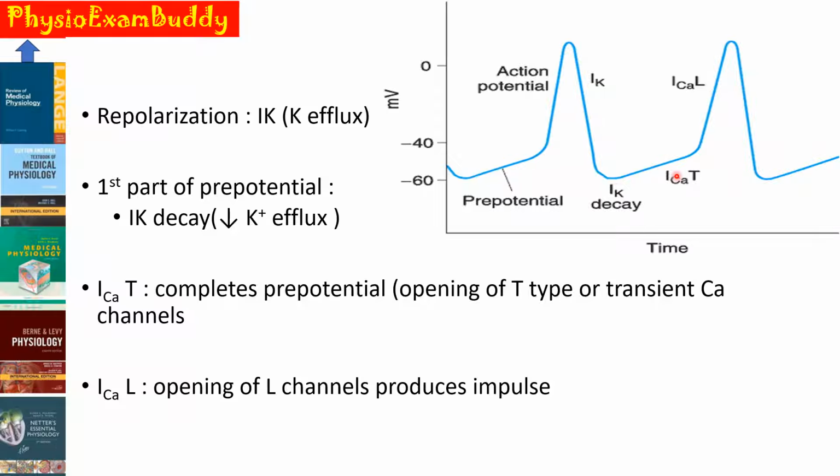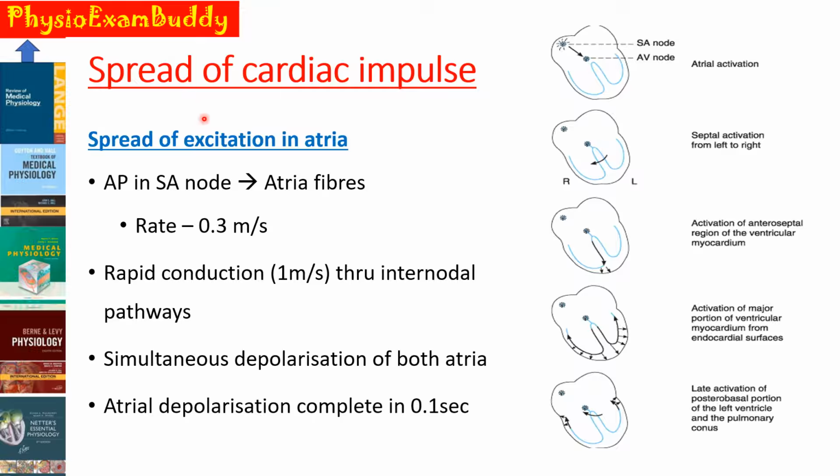The opening of the T type, that is, transient type of calcium channels, completes the prepotential, and the opening of the L type calcium channel produces the cardiac impulse. So that is about the ionic basis of the pacemaker potential and the origin of the cardiac impulse. Now we will see how this originated cardiac impulse from the SA node is spread.